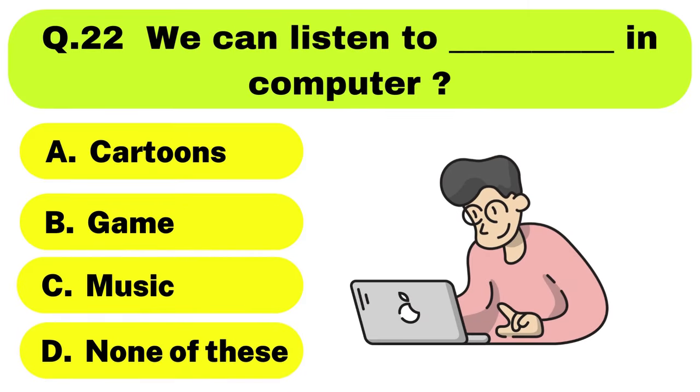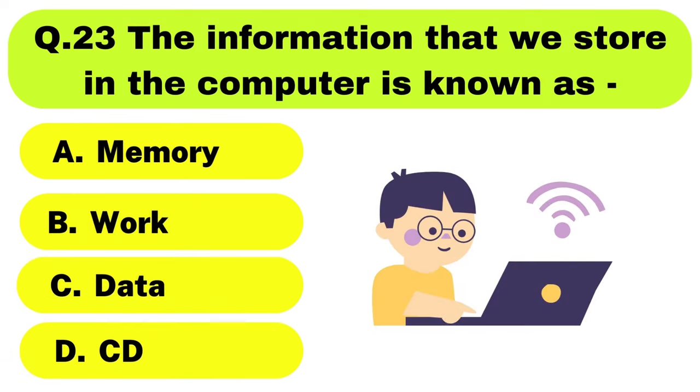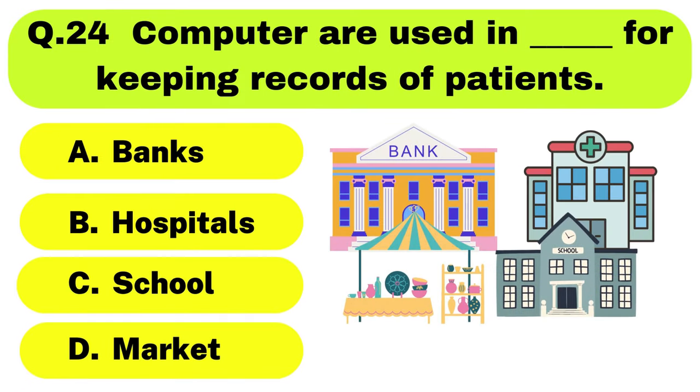Question number 22, we can listen to dash in computer. The correct answer is option C, music. Question number 23, the information that we store in the computer is known as... The correct answer is option C, data. Question number 24, computers are used in dash for keeping records of patients. The correct answer is option B, hospitals.